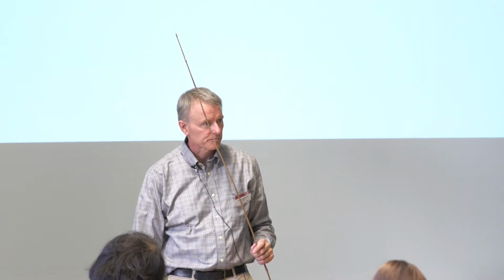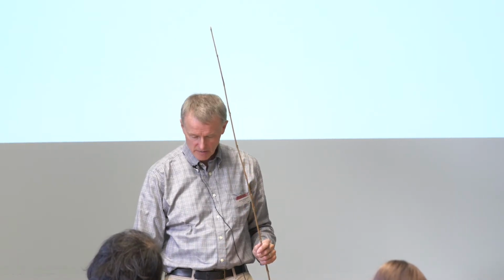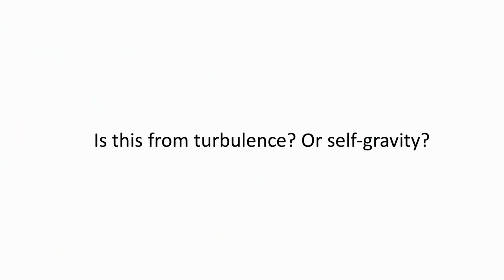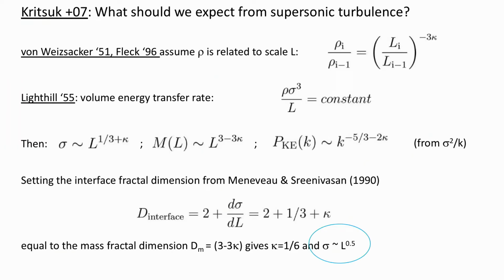So what's the reason for this size line width relation? Is it turbulence or is it gravity? So let's look at turbulence for a second. Argument in Kritzuk and then a simulation on the next page, but we start with just the logical argument. You expect the density to scale inversely with size, and if it's a uniform mass, that would be just -3, kappa would be 1. But in general, it's a fractal type distribution, not uniform.